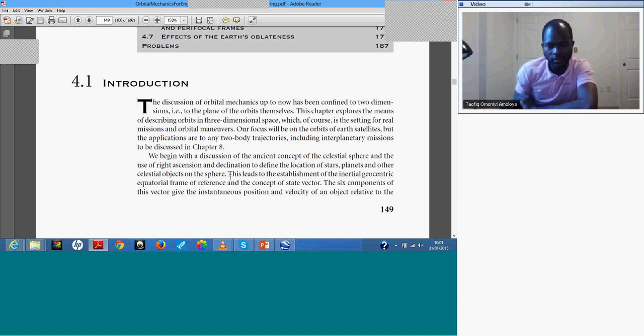Contents out because it seems to be interesting to me. And I want to remind you of something that we might have learned before. So this leads to the establishment of the inertial geocentric equatorial frame of reference and the concept of state vector.